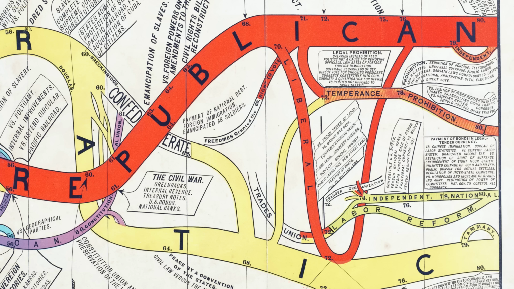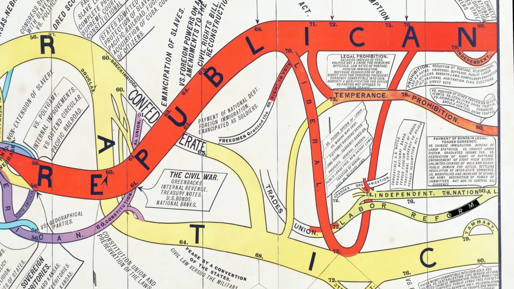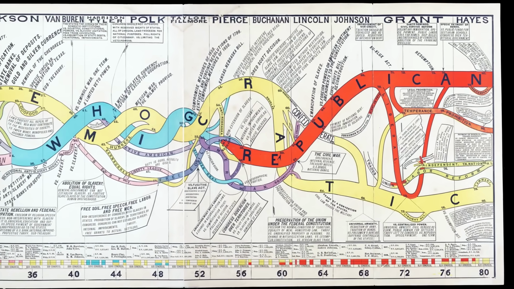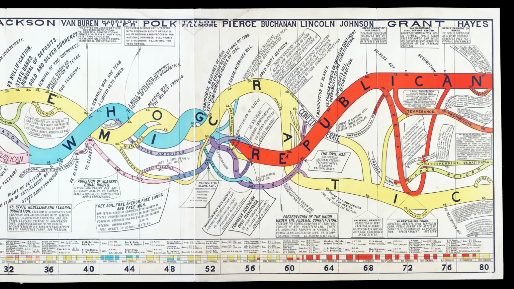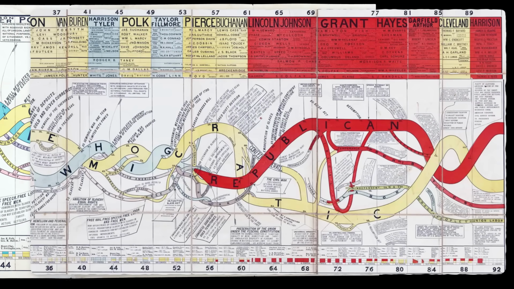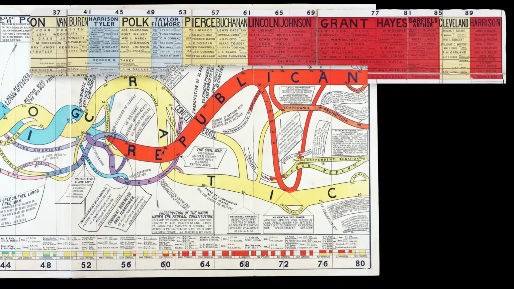Finally, there's the labor reform movement, which started to gain traction in the late 1800s. Now, as you can see, this chart ends around the year 1880, which is when it was first published. A later edition extended it to 1892, showing the first post-Civil War Democrat to be elected, Grover Cleveland. But after that, there were sadly no more updates.